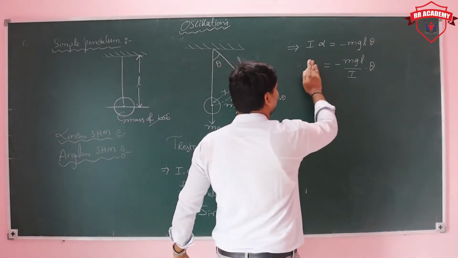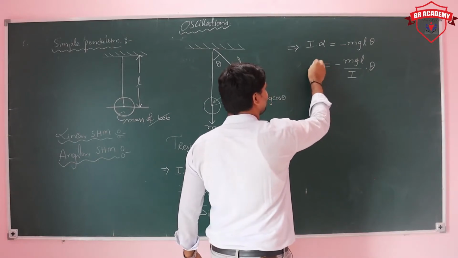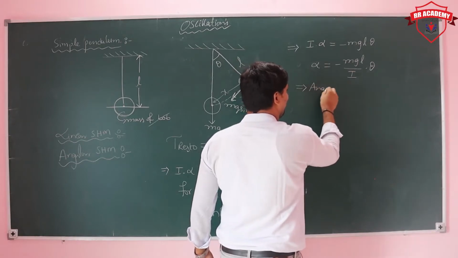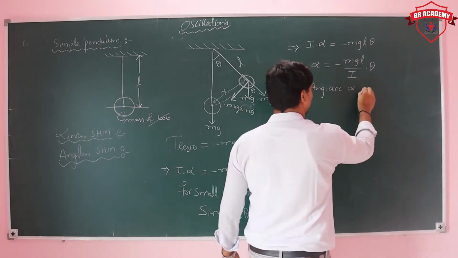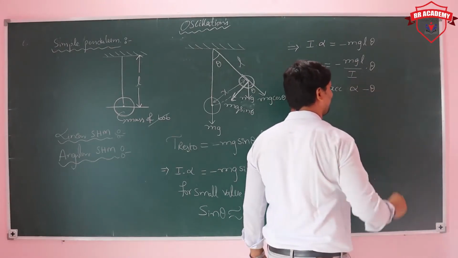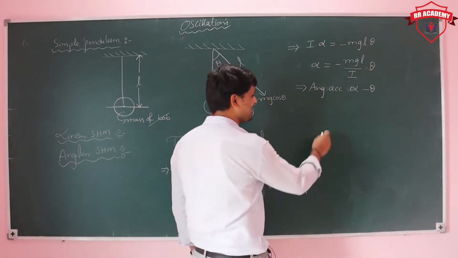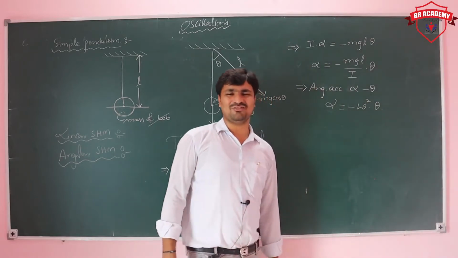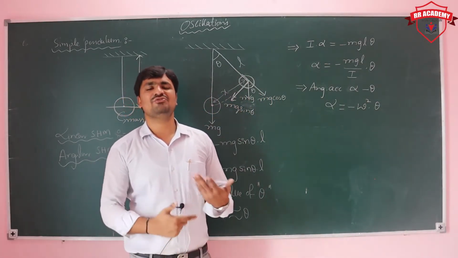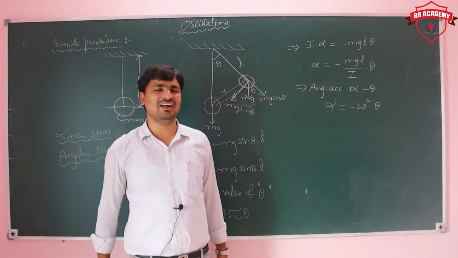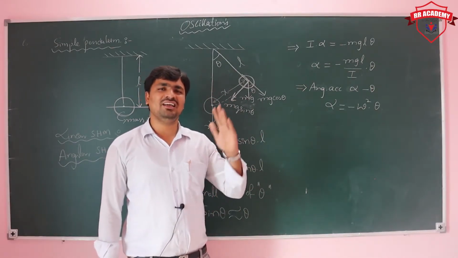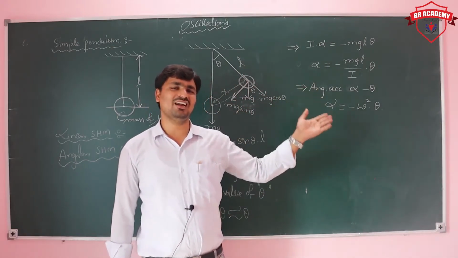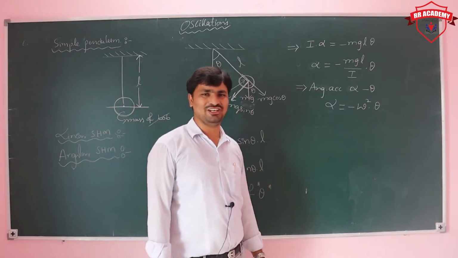Here alpha is called angular acceleration. Angular acceleration is directly proportional to angular displacement in the opposite direction, which means alpha is equal to minus omega square theta. If you have any doubt, what is the definition of angular acceleration? Alpha into r, and displacement is theta into r. If you cancel r, then alpha is directly proportional to theta.